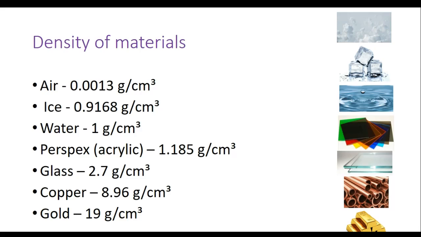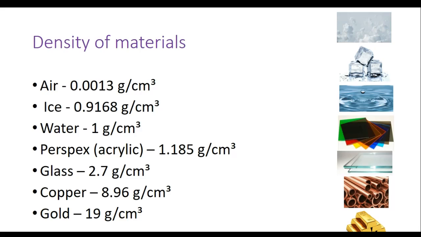Water itself is pretty much dead on 1 gram per centimetres cubed. Acrylic, so perspex, that is just above 1, so 1.185 grams per centimetres cubed. Glass is then over twice this amount, over double this amount. It's 2.7 grams per centimetres cubed, so nearly 3 grams per centimetres cubed. Copper is nearly 9 grams per centimetre cubed, so that's a lot denser than glass.